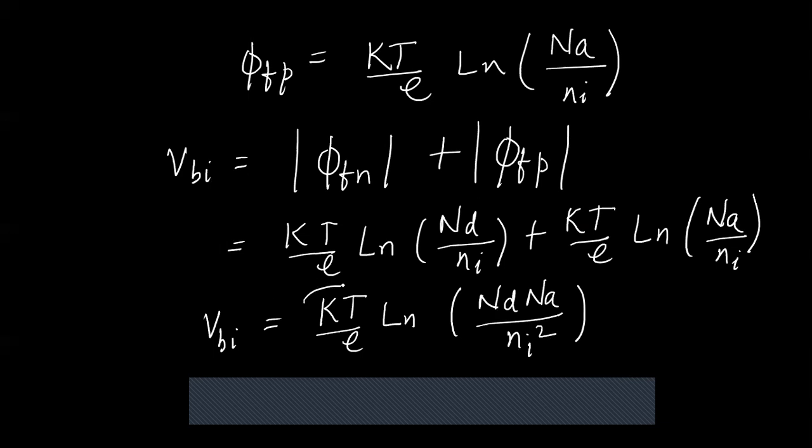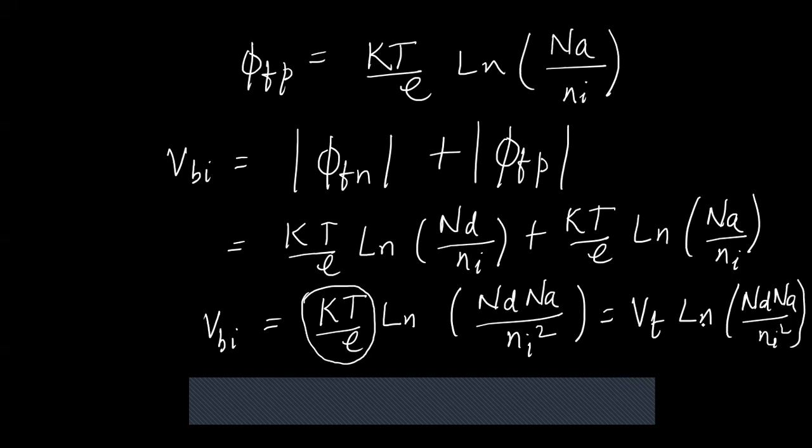This kT by e, the notation we sometimes use for it is Vt, and we call it the thermal voltage. This is nothing but kT by e. In some textbooks it is written as kT by e, and somewhere it is written as Vt, which is kT by e only, and is defined as the thermal voltage. So it can be written as ln of Nd Na divided by Ni square.